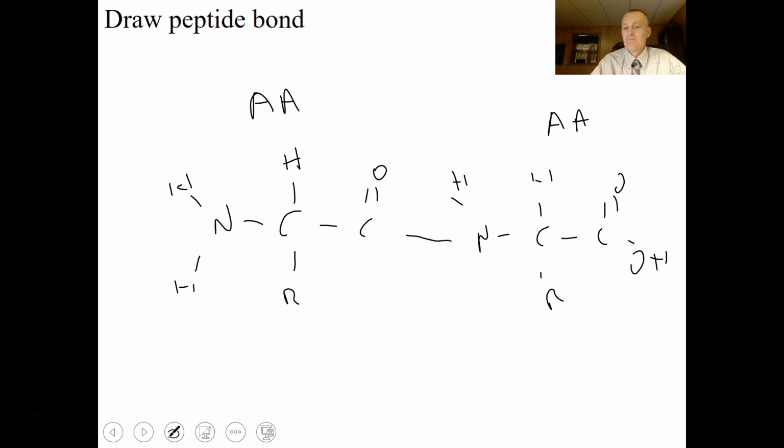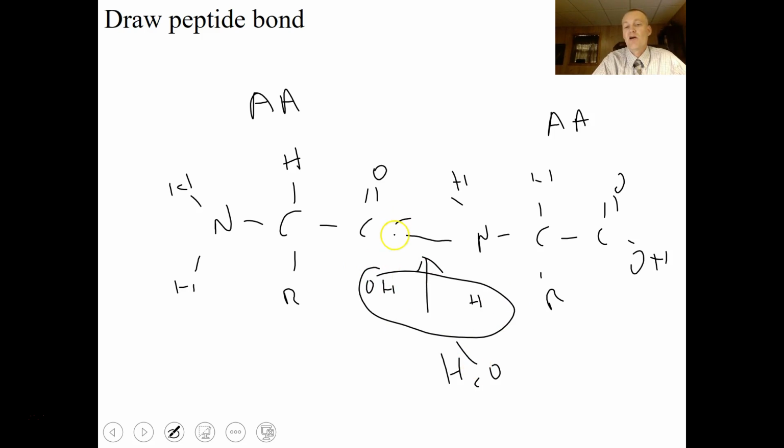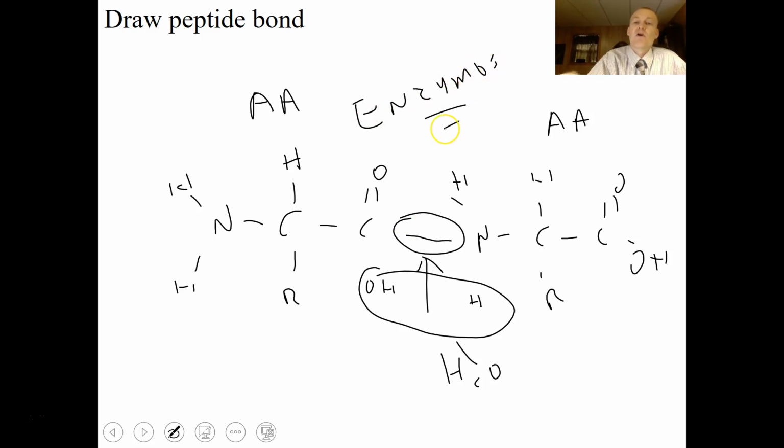Okay, so that's a peptide bond right there that you create because you drew water out between that hydroxyl group that was over here and a little hydrogen that was over here. We drew that out, and that sticks these together covalently, and we do have to have enzymes to do that. So always remember, enzymes are important to do those things.